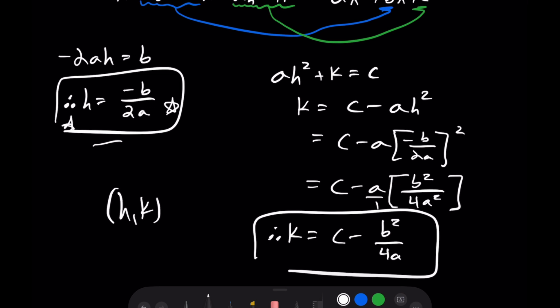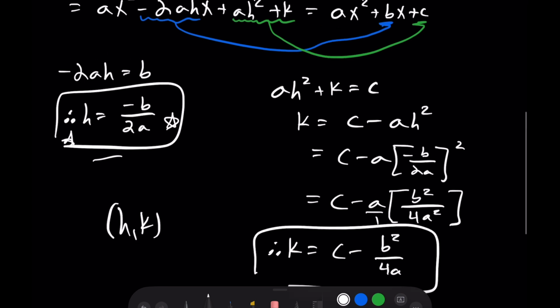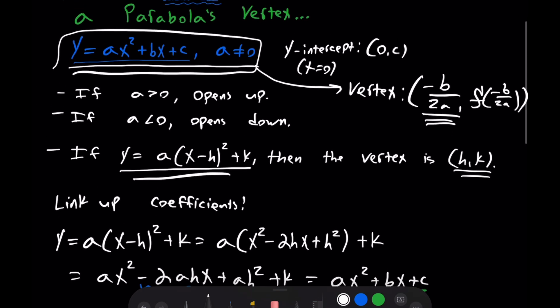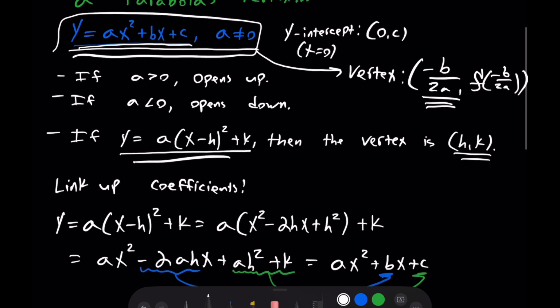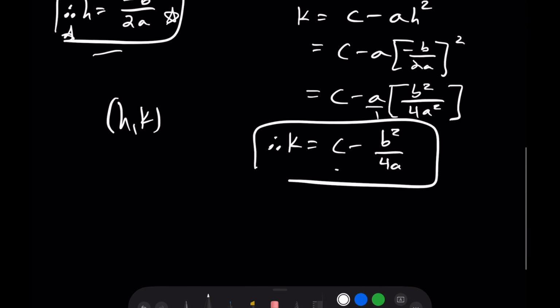Here is the vertex when thinking about the parabola in terms of ax squared plus bx plus c. And we can also note that if we figured out f of minus b over 2a, we would get back this c minus b squared over 4a. So that's pretty simple, pretty easy, pretty cool.